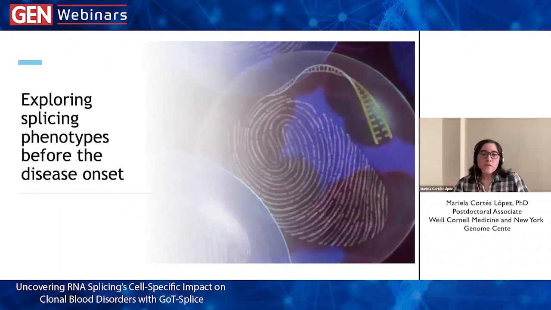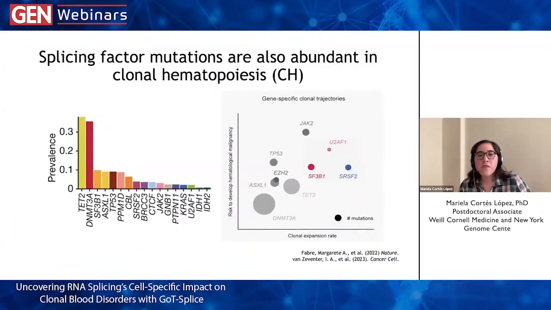So exploring the phenotypes, so far we've been looking at the disease state, but this technology can also be applied before the disease appears. Especially going back to the abundance of these clones which accumulate with age, there have been a lot of studies reporting how many mutations tend to appear constantly with the increase of age. And some of them, just in normal individuals before they develop a particular disease, tend also to be splicing factors.